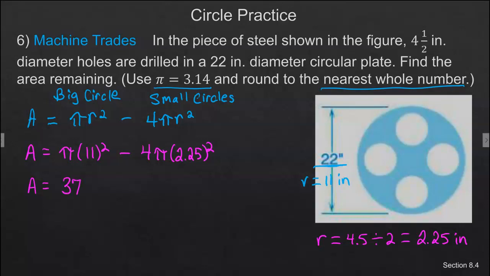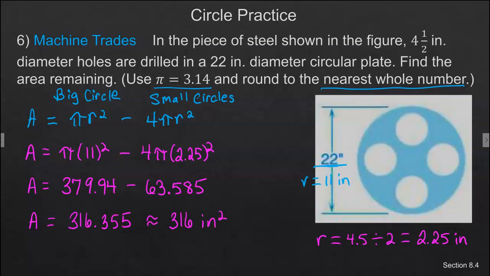So 379.94, and we're going to subtract 63.585. I usually just go out to a decimal place that doesn't have to be rounded, so the next number is going to be 4 or below, so I didn't have to round anything to get to there. When I subtract, I get 316.355, and then that rounds to 316, and that would be square inches because we are talking about area. All right, so that's the rest of that problem.